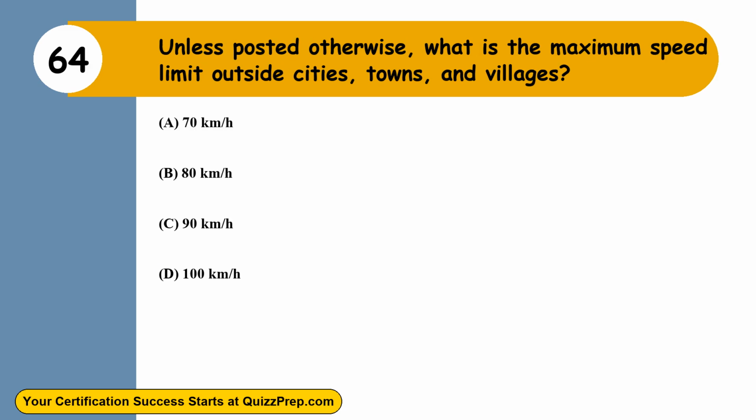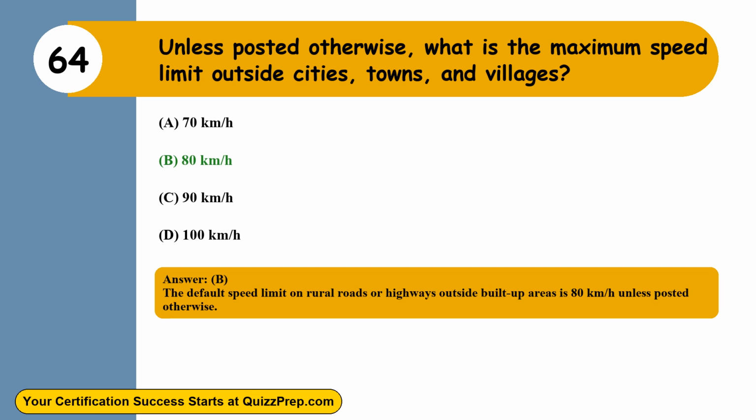Question 64. Unless posted otherwise, what is the maximum speed limit outside cities, towns, and villages? Option A, 70 kilometers per hour. Option B, 80 kilometers per hour. Option C, 90 kilometers per hour. Option D, 100 kilometers per hour. The correct answer is option B, 80 kilometers per hour. The default speed limit on rural roads or highways outside built-up areas is 80 kilometers per hour unless posted otherwise.